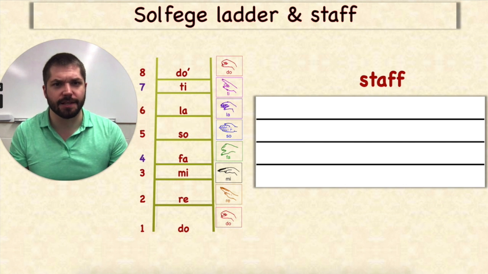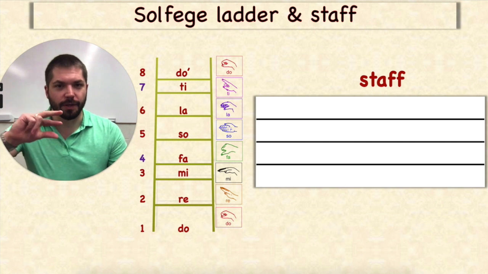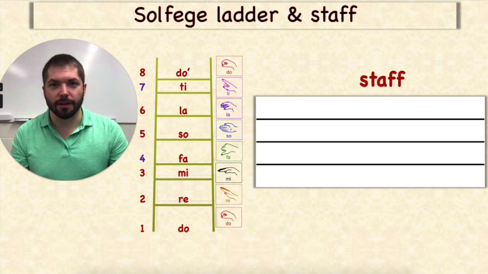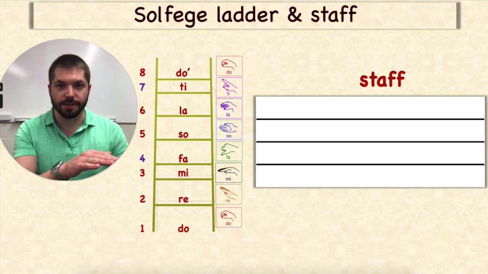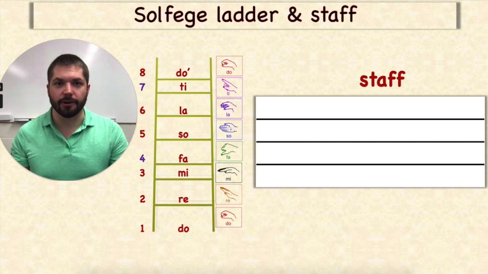How many lines does this staff have? Yeah, only 3. That's okay. We don't need all of them today because we're not using all the notes. Okay, so if that's our musical staff, let's get our ladder onto that staff and find out where each of these notes are. Let's start by putting this symbol up here.